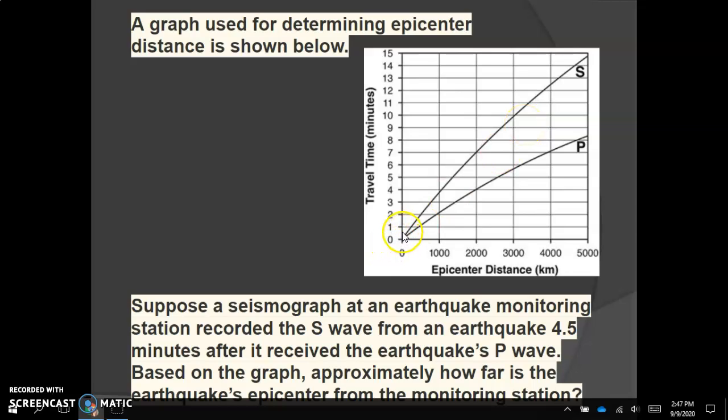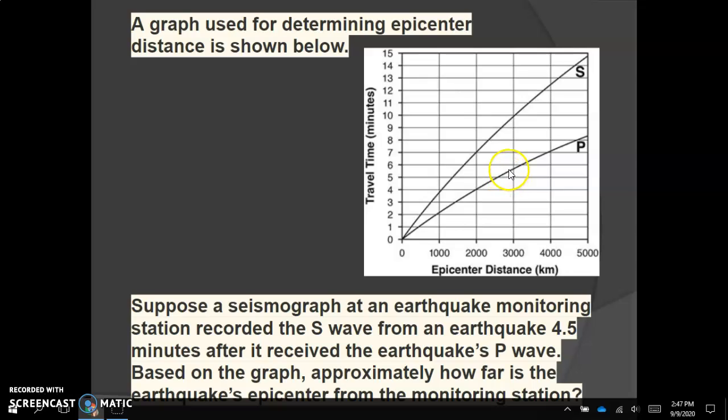So if we look over here, 4.5, these are in increments of 1. So 1, 2, 3, 4, 5. And then it's 4.5, so it's going to be between this 4 and 5. So this is kind of the length we're looking for, right? We're not going to follow it directly over from this point. If you do that, you'll get messed up because we want to find where there's 4.5 minutes between the P and the S wave.